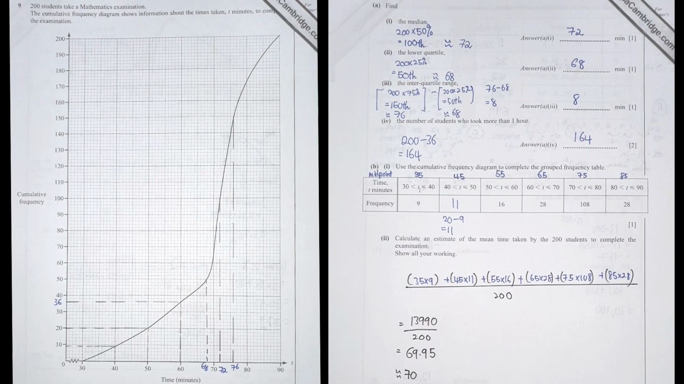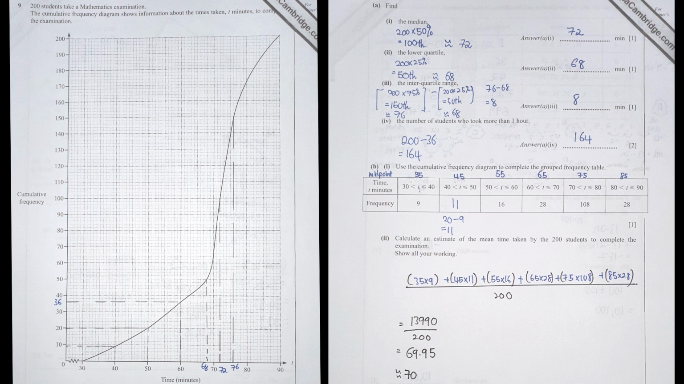As for question 9, the cumulative frequency graph has been given. So you're required to calculate the median first. 200 students were given in the question, so I take 200 times 50%, you get the 100th. At the 100th, the result will be 72.